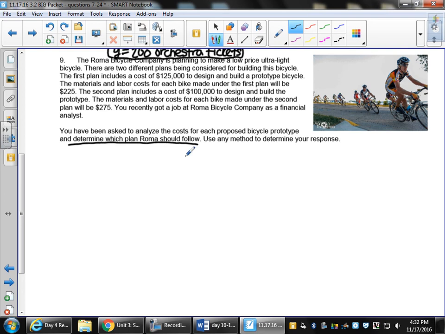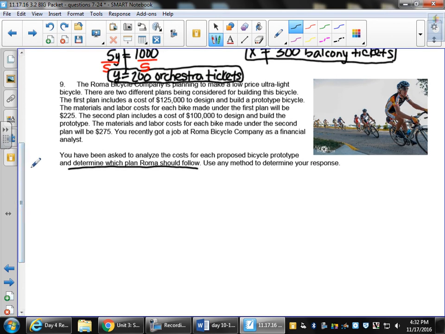We are comparing here, one to another. So I know that this will be a y equals mx plus b system. You're determining when is one better than the other. Let's first look for our variables, x equals, y equals. I know that this is all about bikes. So it's $125,000 to design and build a prototype bike. $225 is the materials per bike. Ooh, look at that, each bike.